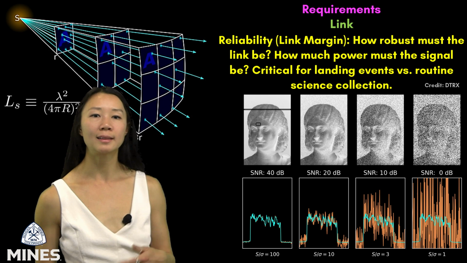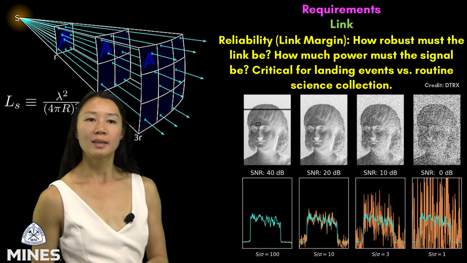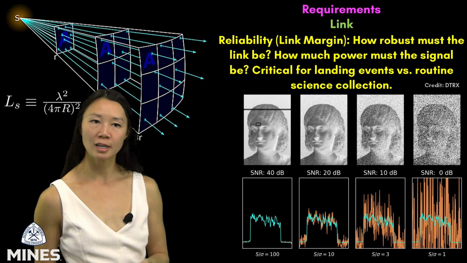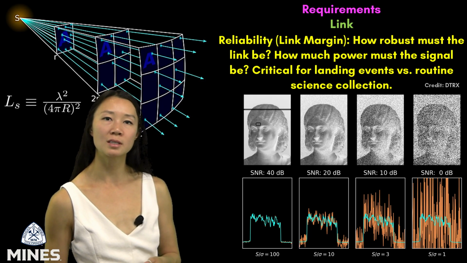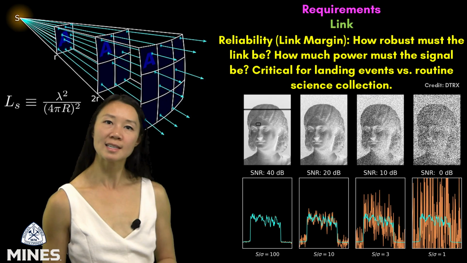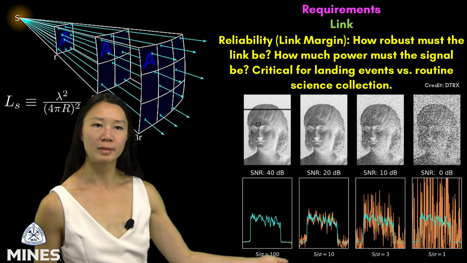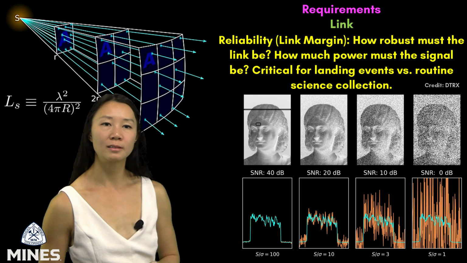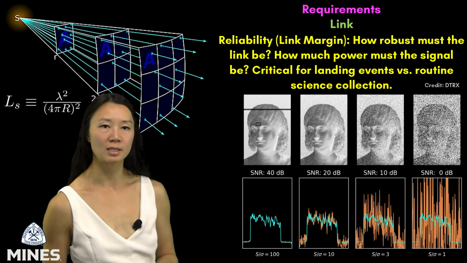First, let's define a link margin. We can think of it as how robust our communication link is, and a key metric for this is called signal to noise ratio, or SNR. To visualize SNR, look at the bottom image. It shows how a signal degrades as noise increases.